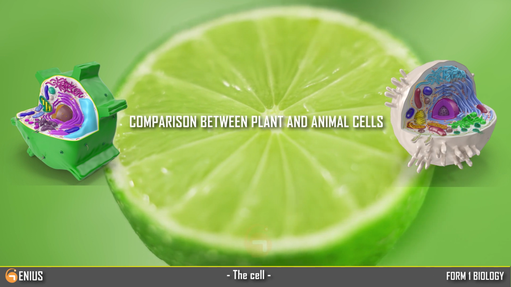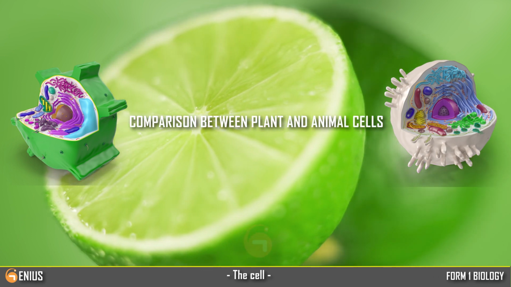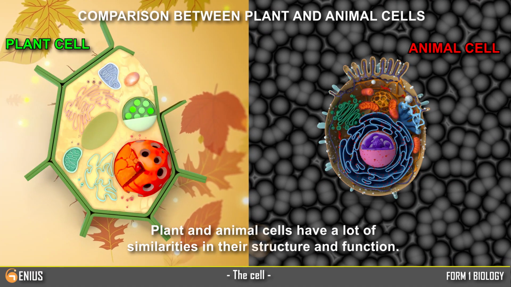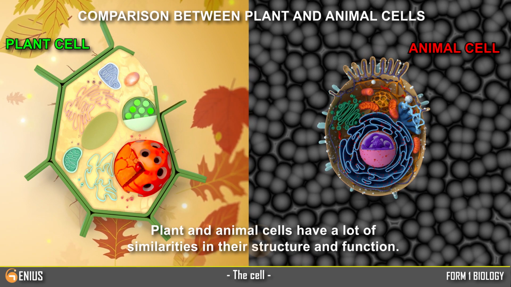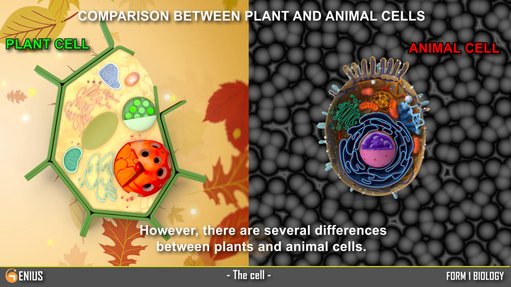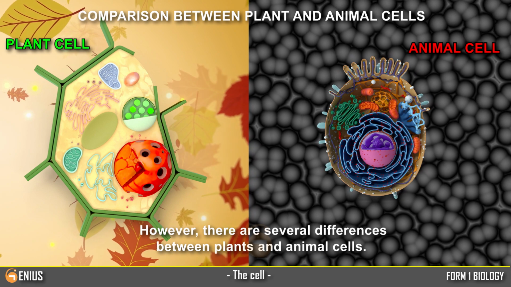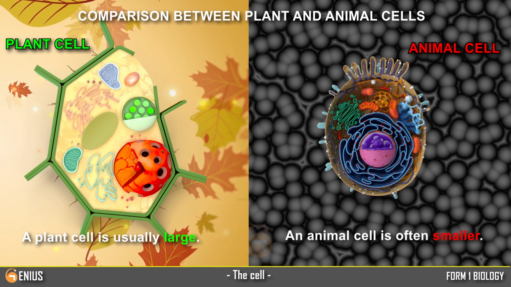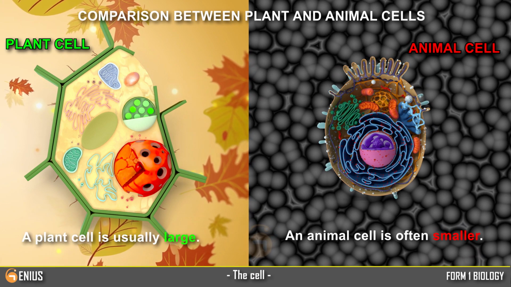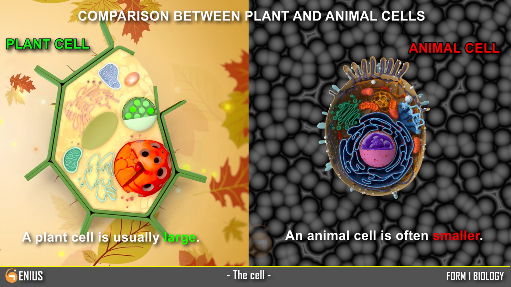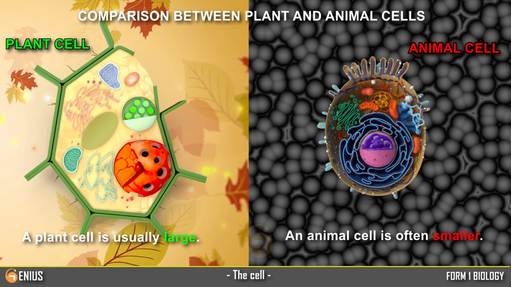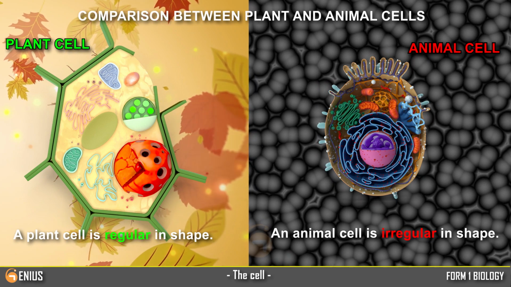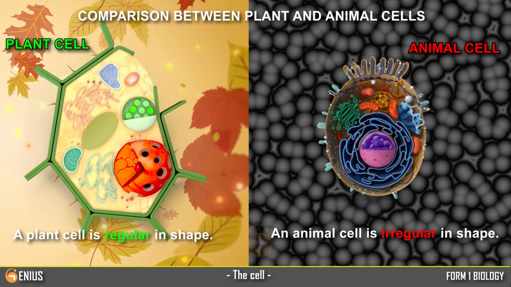Comparison between plant and animal cells. Plant and animal cells have a lot of similarities in their structure and function. However, there are several differences between plant and animal cells. A plant cell is usually large. An animal cell is often smaller. A plant cell is regular in shape. An animal cell is irregular in shape.